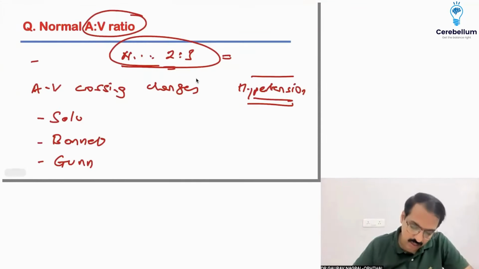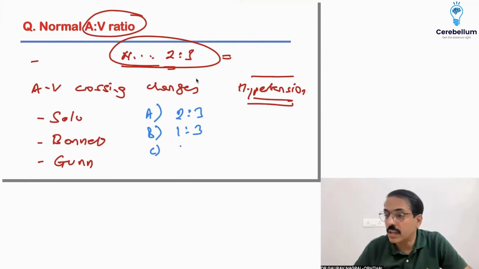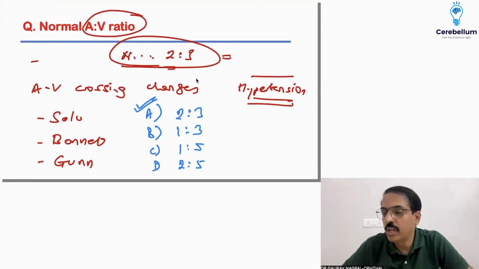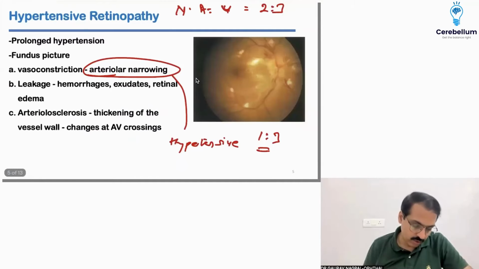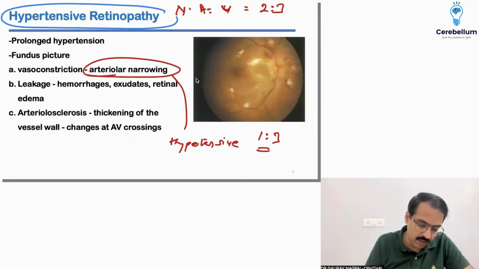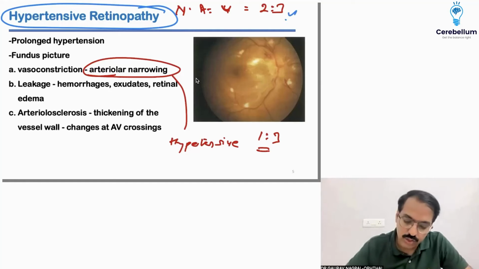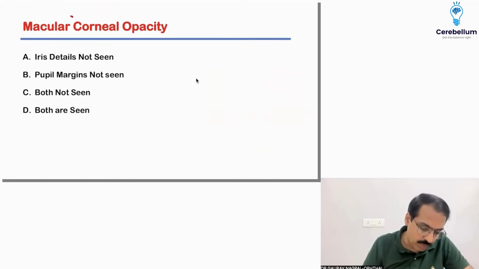The choices were 2 is to 3, A; 1 is to 3, C; somebody is telling 1 is to 5; and 2 is to 5. Out of this, the correct answer is 2 is to 3, the normal A to B ratio. So this is hypertensive retinopathy, where the arterial narrowing results in a change to 1 is to 3. Normal is 2 is to 3. Please remember this.